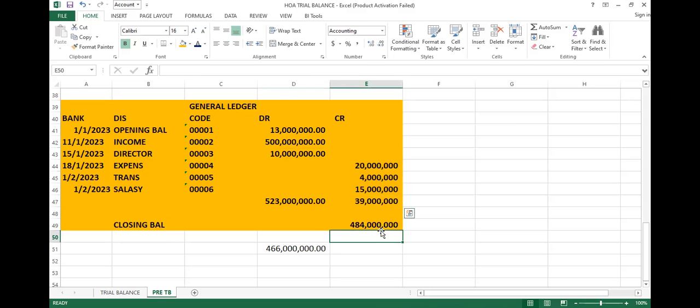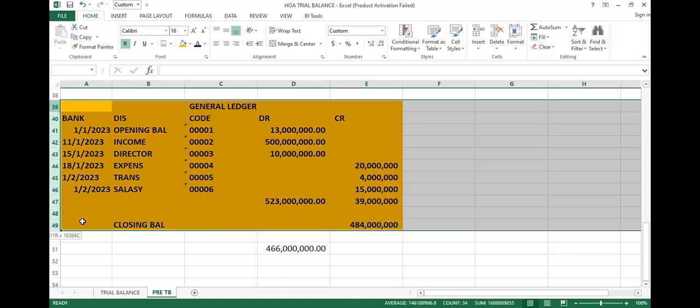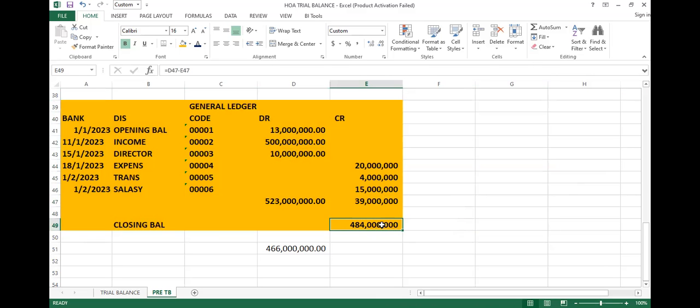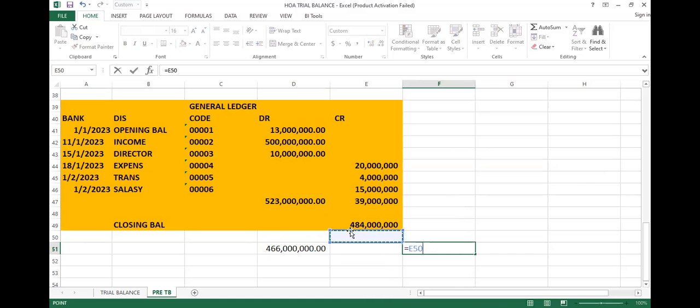Now, this is our cash book. Oh, this is our bank statement. Let's assume this is our bank statement. Our bank statement is reading 484. But our trial balance, which is the cash book, is reading how much? 466. The two does not agree. What is the difference? 18 million naira is unreconciled figure.